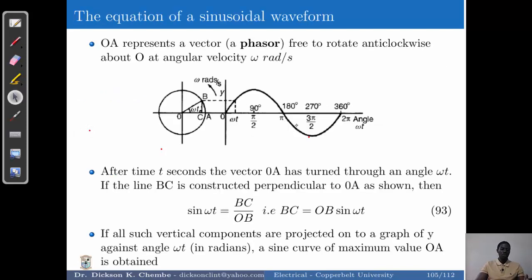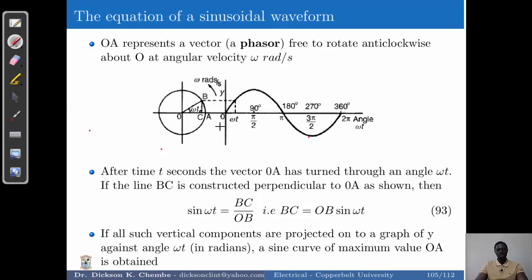When we come to the importance of understanding the equation of a sinusoidal waveform, we begin by first analyzing the sine wave itself. We have a vector OA, which is free to rotate anti-clockwise, and as it rotates, it reaches a position B, for instance. If we draw a perpendicular line from B to the horizontal line, we get the line BC. If we plot many of these BC lines as the vector, or phasor, rotates, we can plot this sine wave. And this is what you see here.